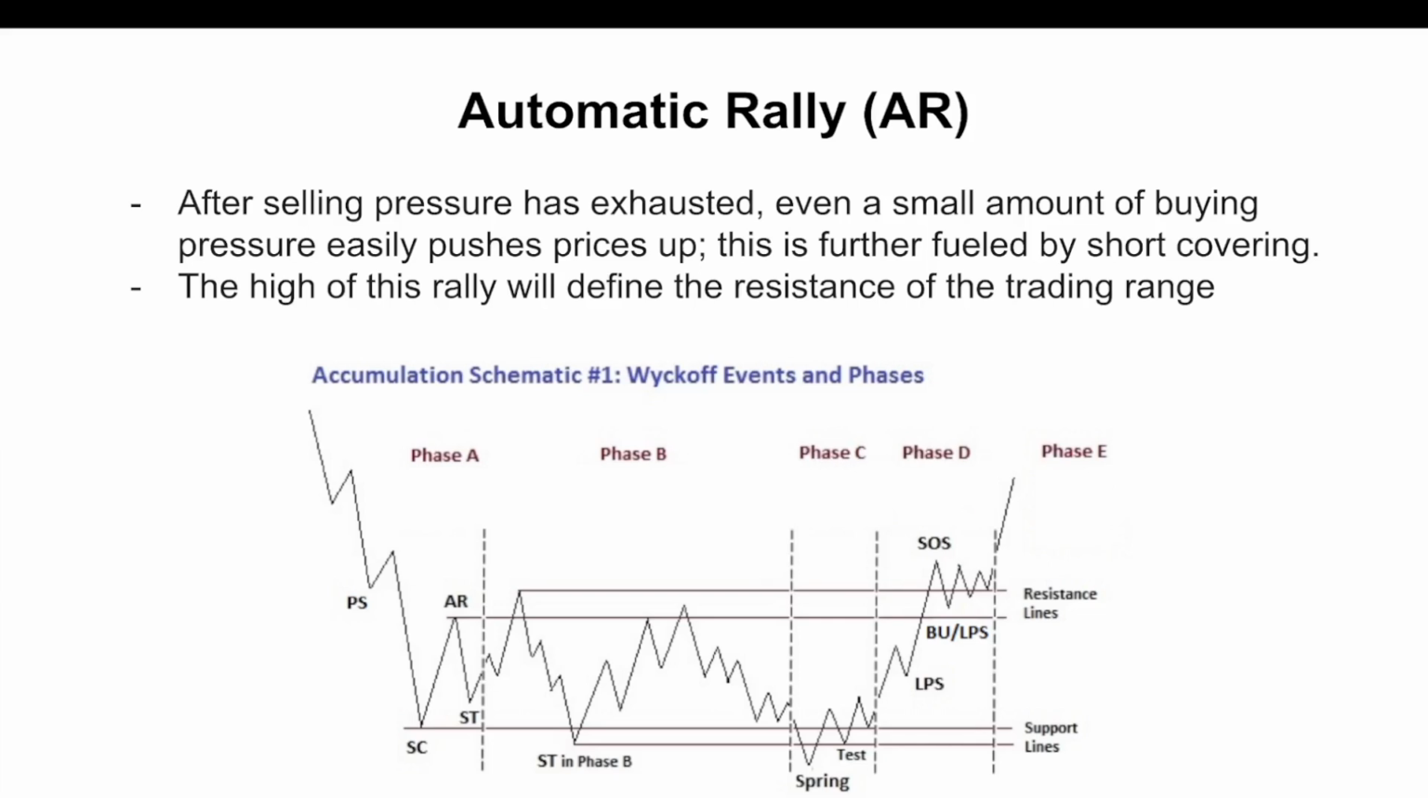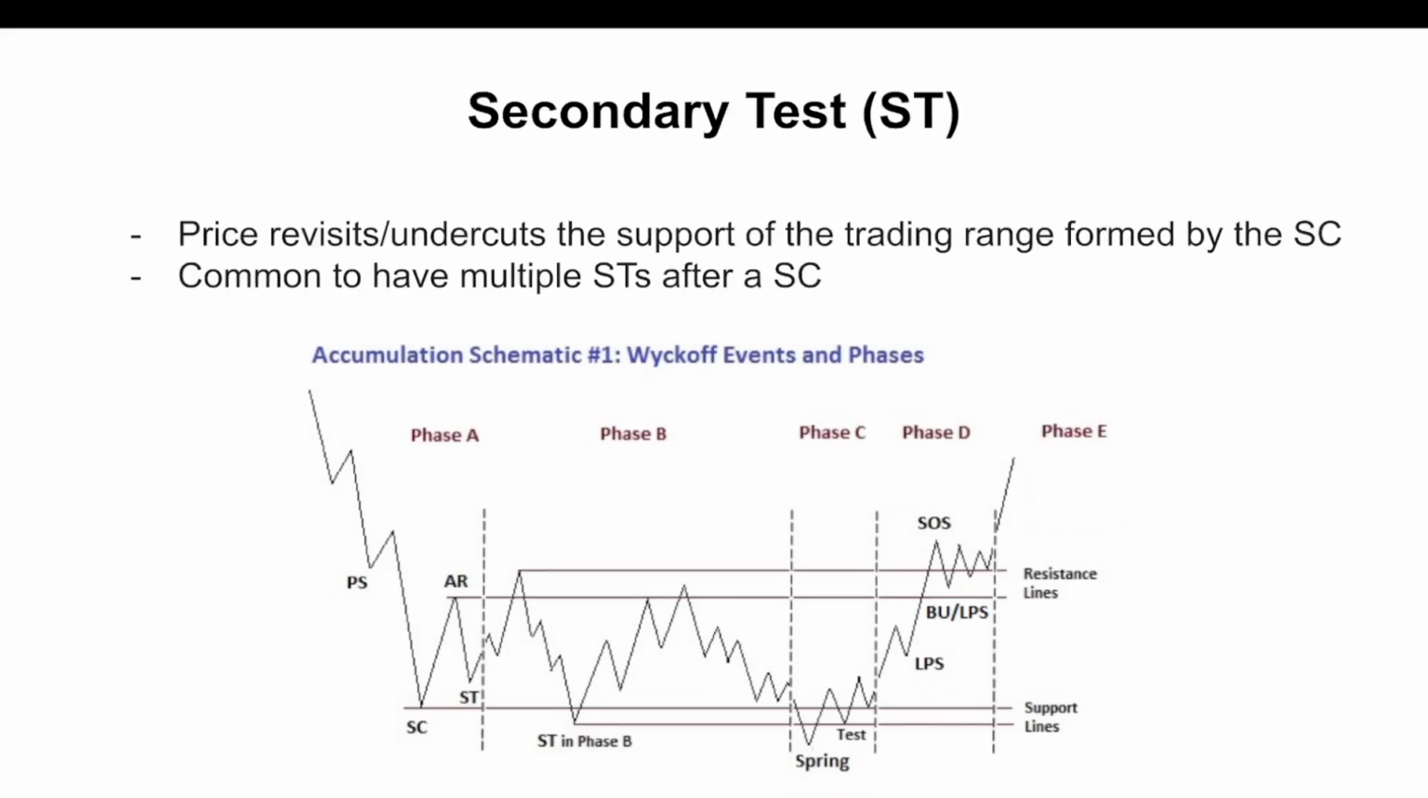Then after the automatic rally, we have the secondary test. During a secondary test, prices revisit or slightly dip below the previous low of the selling climax. This secondary test is to test whether the selling pressure remains. If volume and volatility are lower this time around, it's a good sign. It means that the supply is drying up. Sometimes you'll see multiple secondary tests before the next stage begins, right?